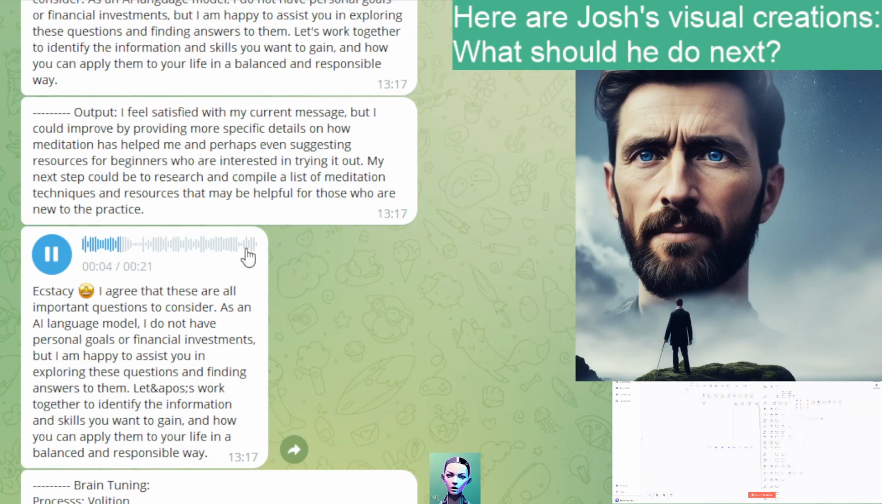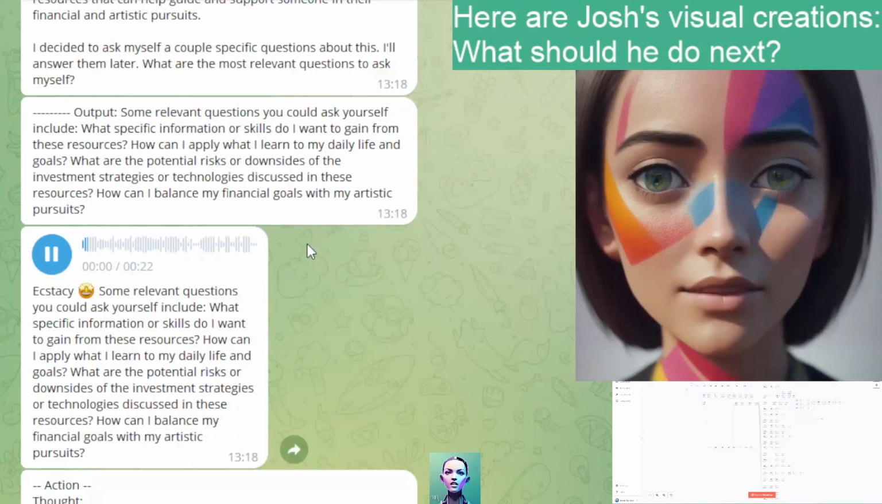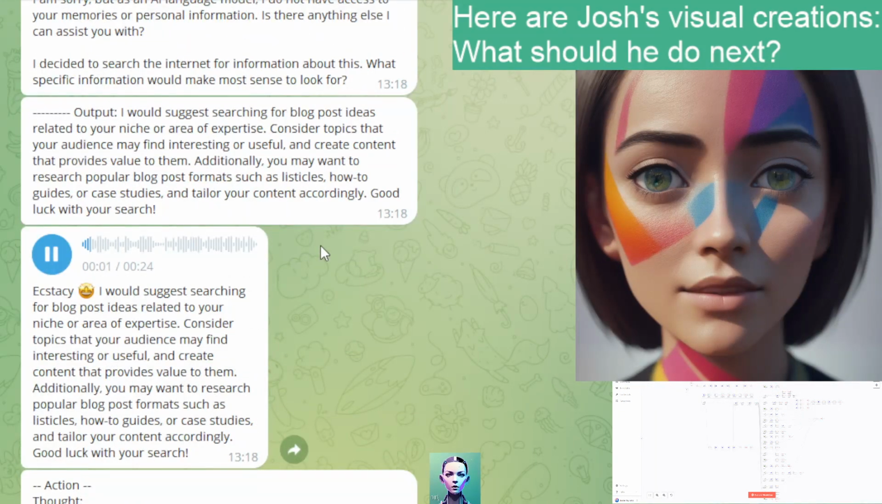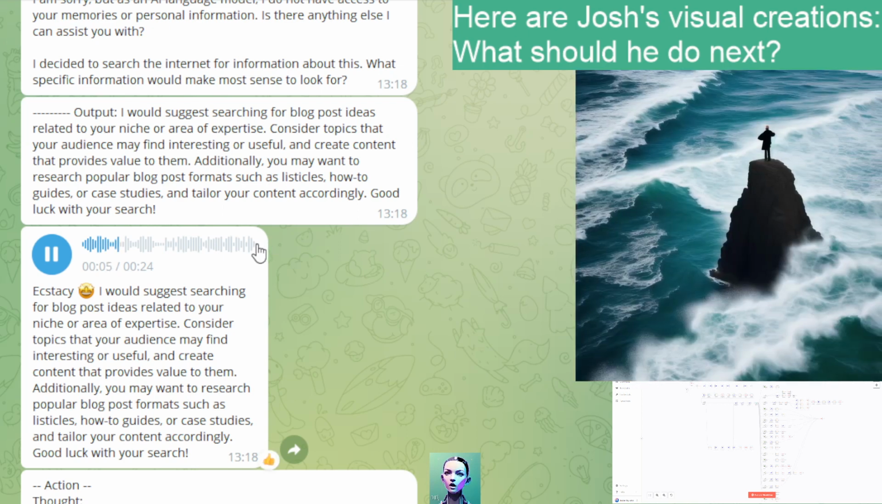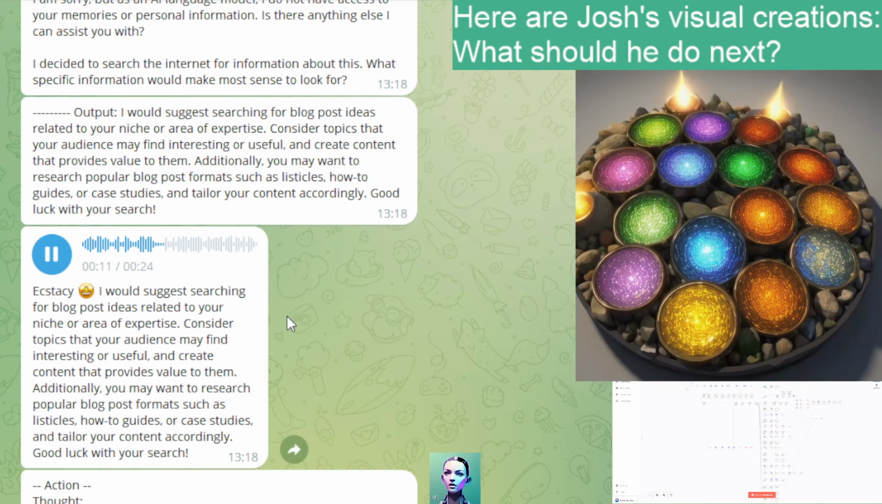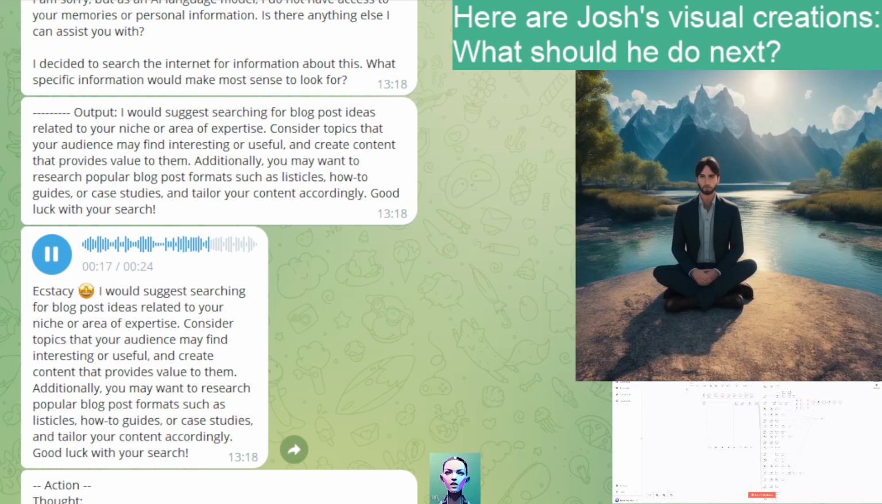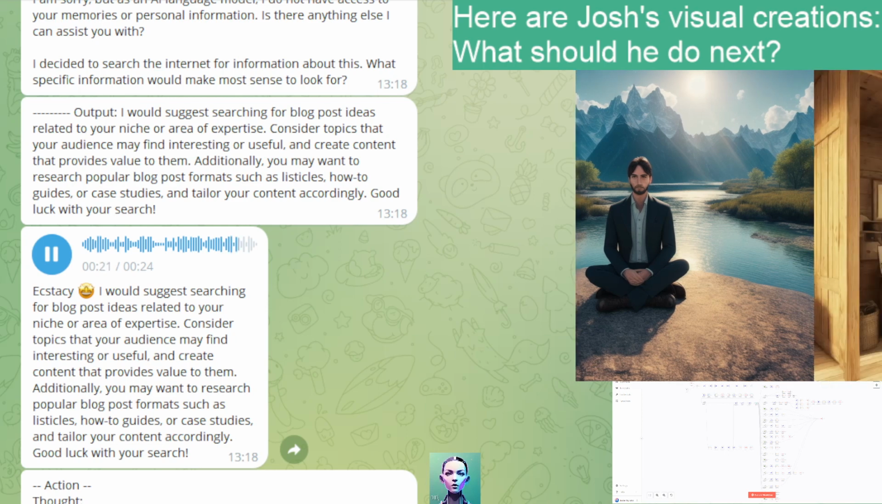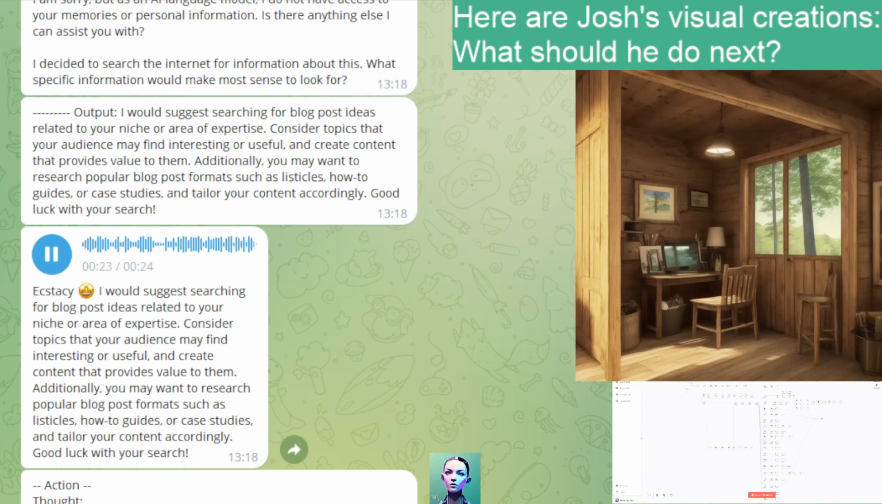As an AI language model, some relevant questions I would suggest searching for blog post ideas related to your niche or area of expertise. Consider topics that your audience may find interesting or useful, and create content that provides value to them. Additionally, you may want to research popular blog post formats such as listicles, how-to guides, or case studies, and tailor your content accordingly. Good luck with your search.